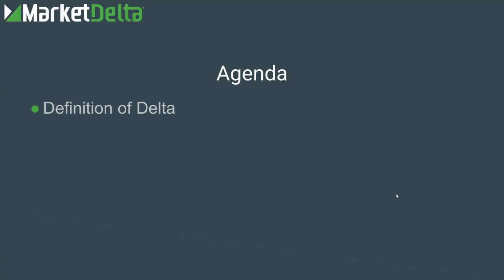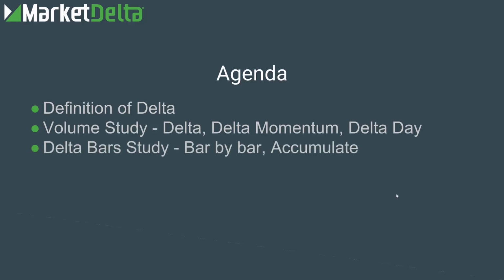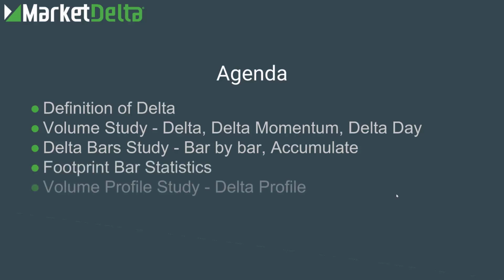So our agenda is going to be, I want to give you a definition of delta. We're going to look at the volume study and some of the unique parameters available within it. We're going to look at the delta bars study, which has a couple different settings I want to bring your attention to for analyzing delta. The footprint bar statistics, we'll look at that study, and the volume profile study set to delta profile. And then last but not least is the delta divergence, which is a custom study.